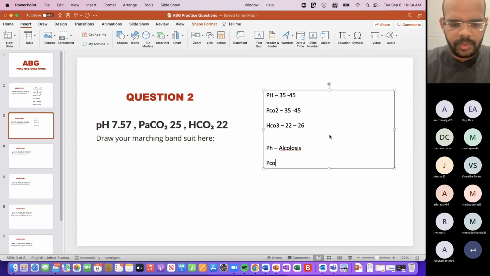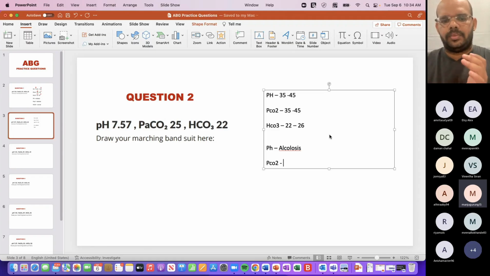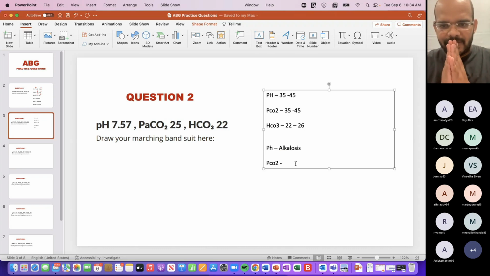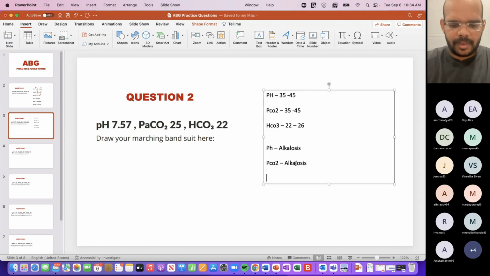PaCO2 25 is less than normal. It's acidosis. No, alkalosis. Oh, it's alkalosis. PCO2 is 25 here. Okay, fine. So PCO2 25 is alkalosis. Then bicarb.